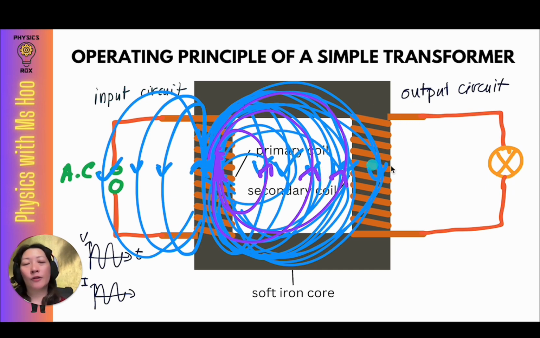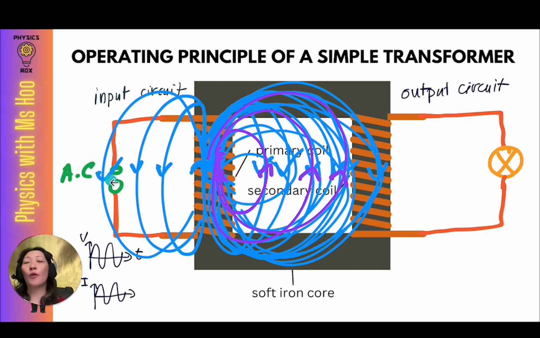The process of the magnetic fields growing and shrinking will cause the magnetic fields to cut themselves across the secondary coil. This would cause electromagnetic induction, which is the process of inducing current in this other coil. And that's how current, and therefore electromotive force, is induced in the output circuit. So if you are not too clear about the process of electromagnetic induction or inducing current in a wire, then please watch my video on electromagnetic induction. So basically you can see the transformer is a combination of the process of induced magnetism and electromagnetic induction.